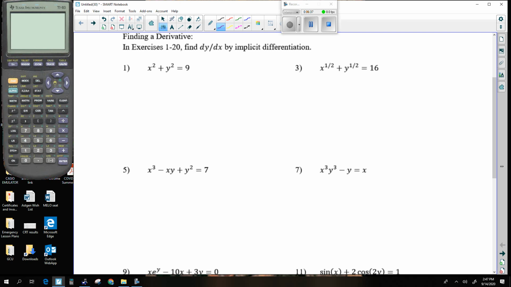So we're looking for dy dx by implicit differentiation. So here we go. dx is what we're after. And so this is going to be 2x plus 2y, but because that was a y, that was a dy dx, is equal to 0. The derivative of 9 is equal to 0.